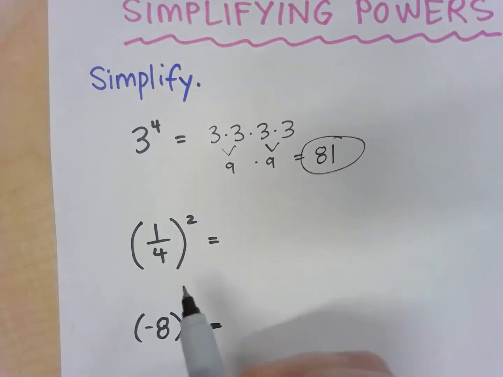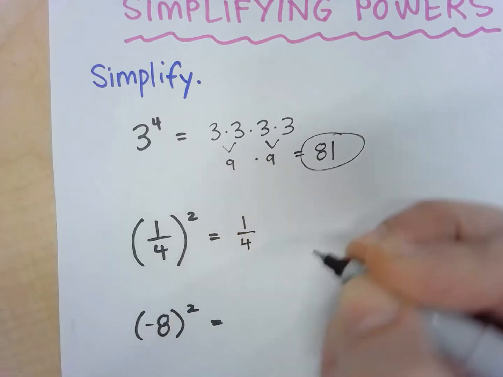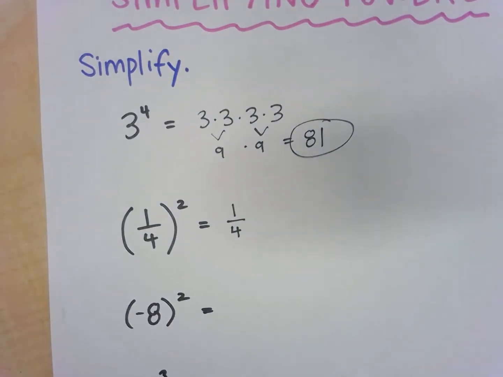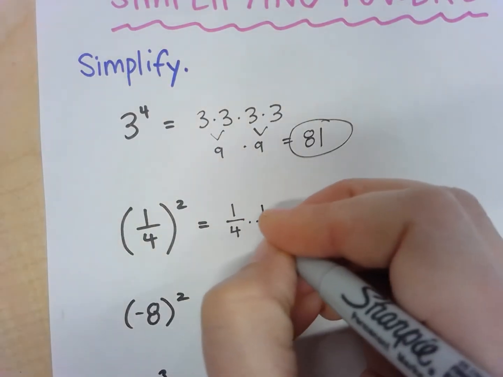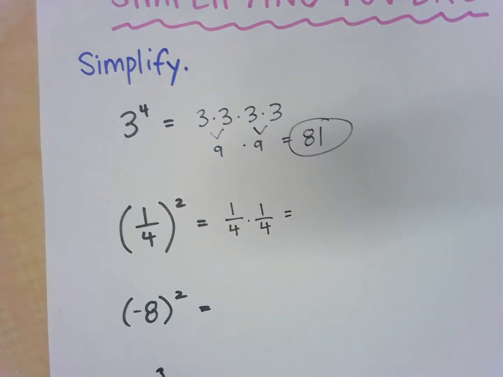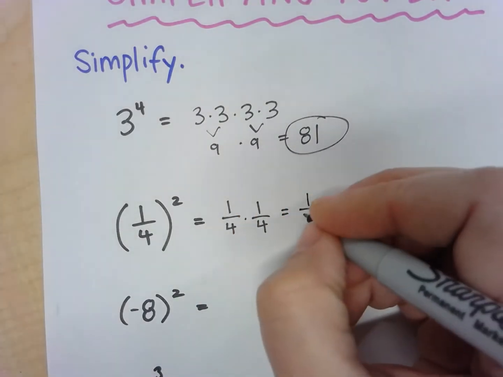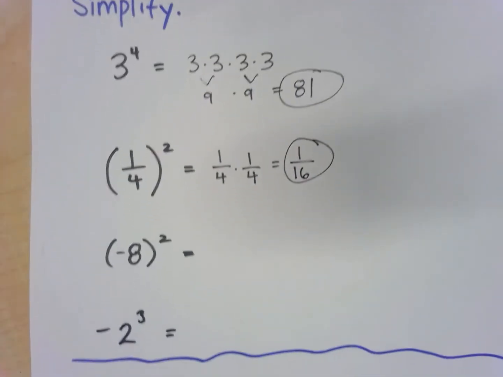Let's look here. Oh boy, fractions, we love these. 1/4, and it's in parentheses. That reminds me, I should have done parentheses on the other one. 1/4 to the 2nd power is 1/4 times 1/4. So we multiply across the numerators, and we multiply across the denominators. So 1/4 squared is 1/16.